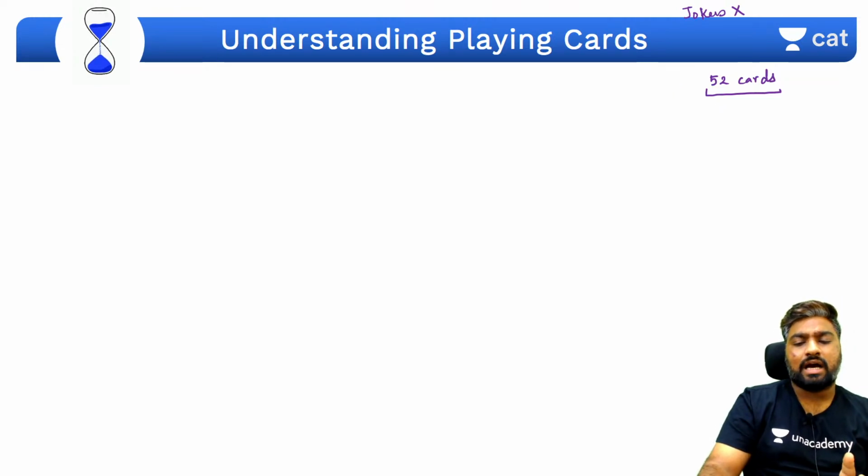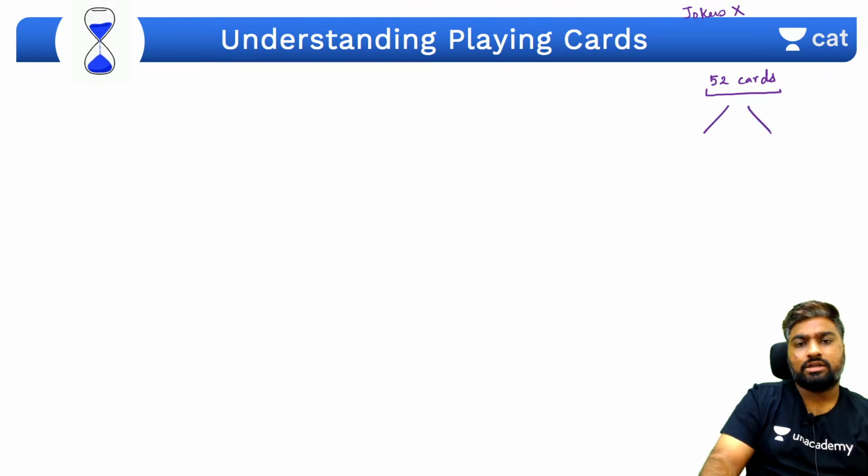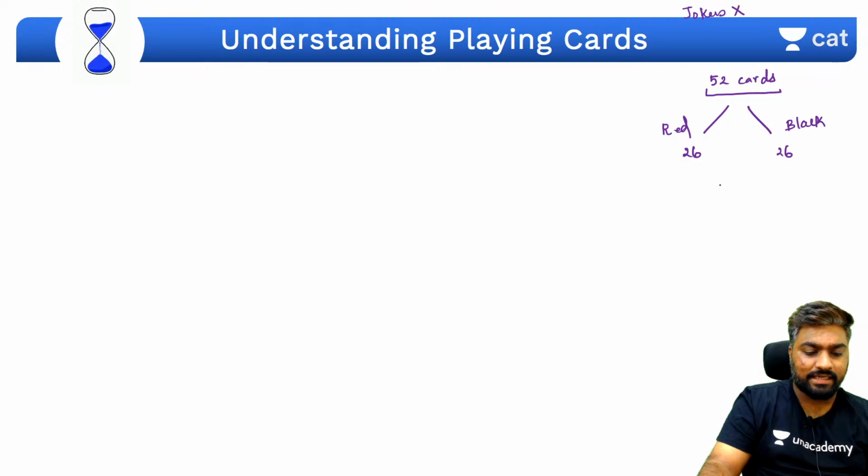So 52 cards, these are split in 2 colors. What are the 2 colors? You have red colored cards and black colored cards, right? Red and black. So 52 divided into 2 groups will make 26 cards each.